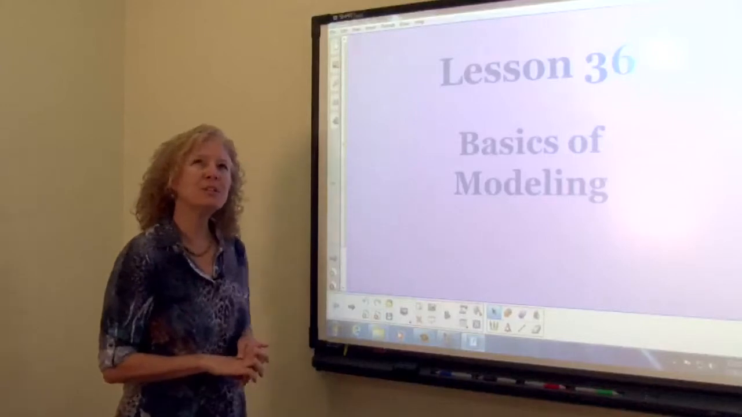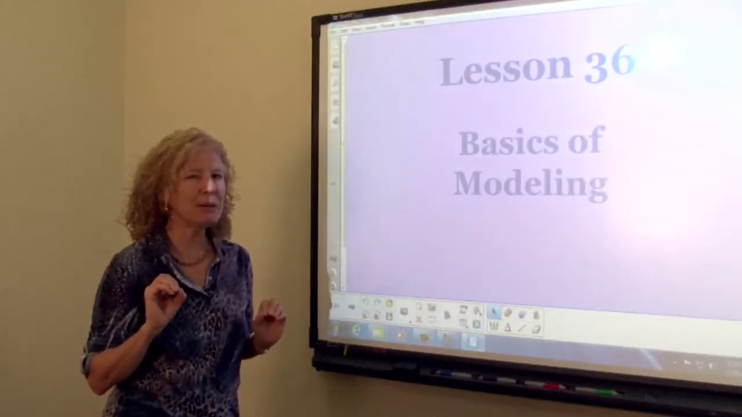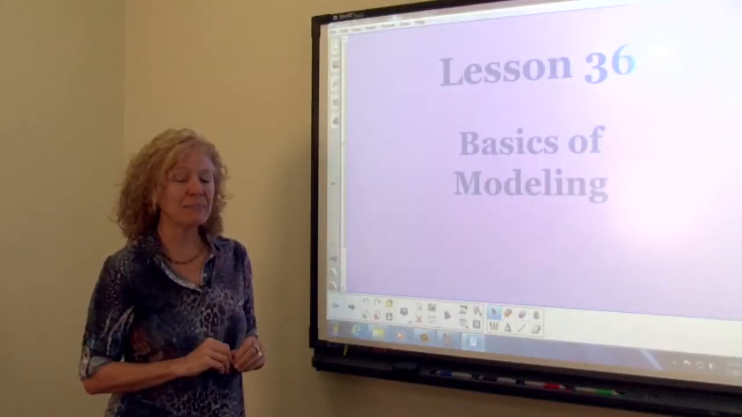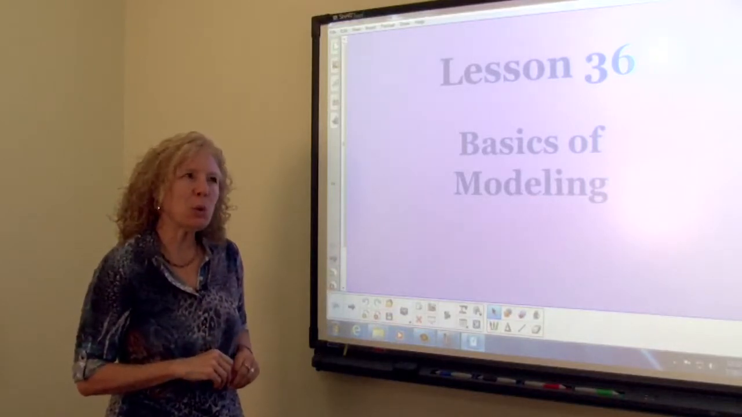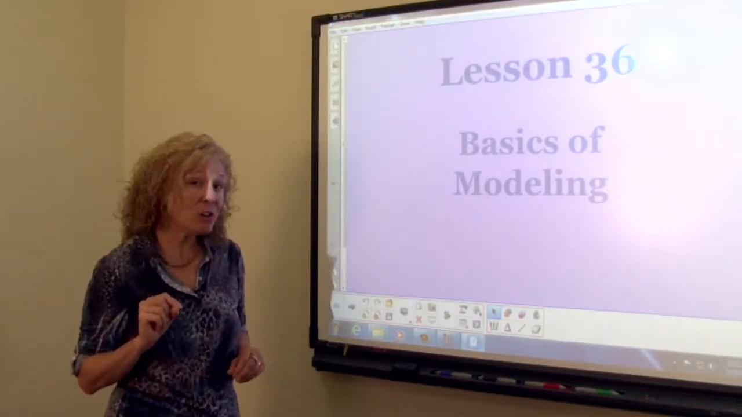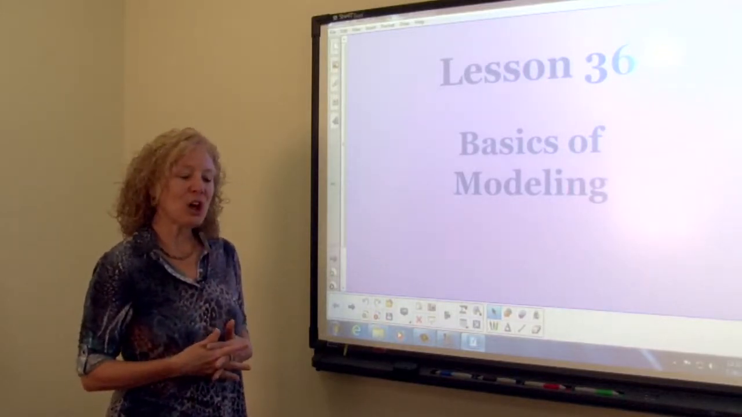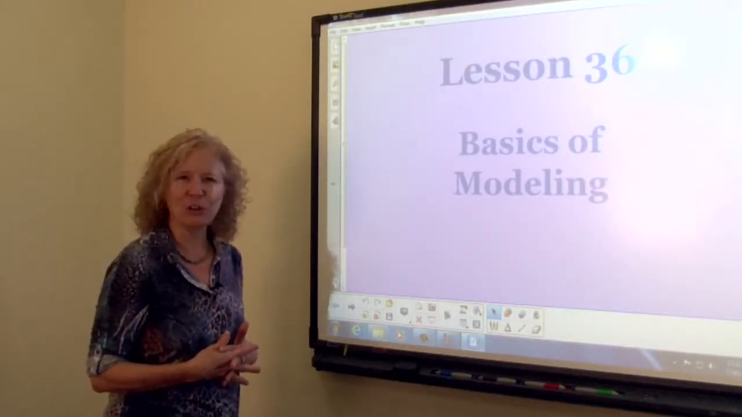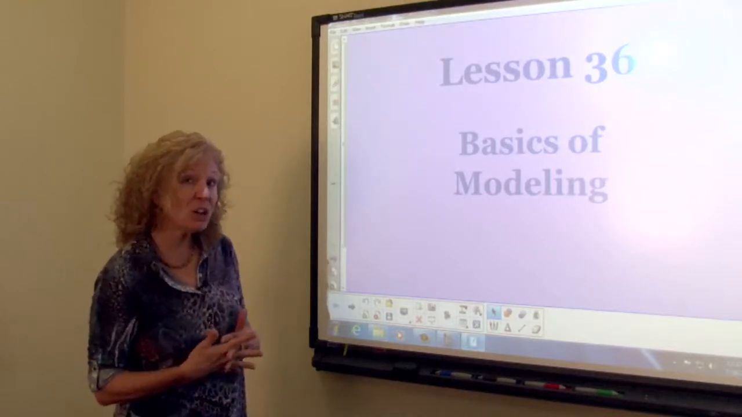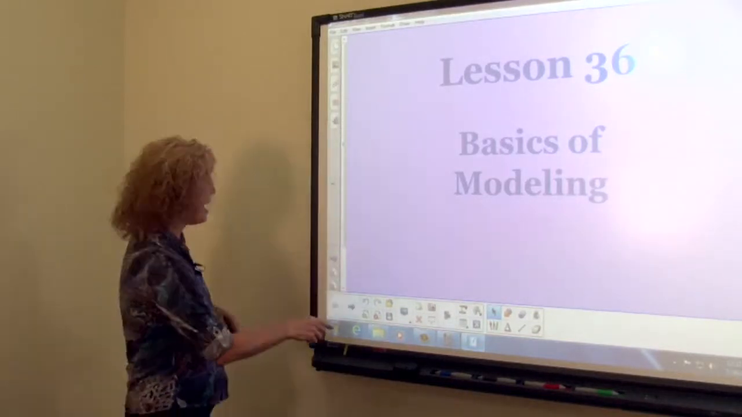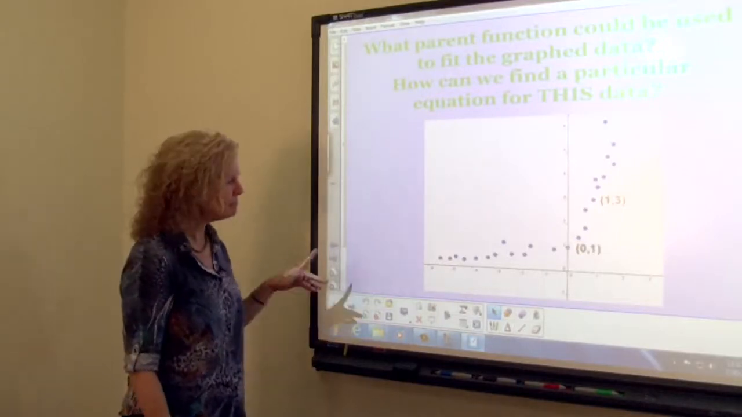In this lesson, we're going to just touch at the very beginning basics of modeling. And modeling is where we take your knowledge of algebra and we apply it to data. And so hopefully you already have a good sense of what parent functions look like. Okay, and we're going to get started with that idea in the very beginning.